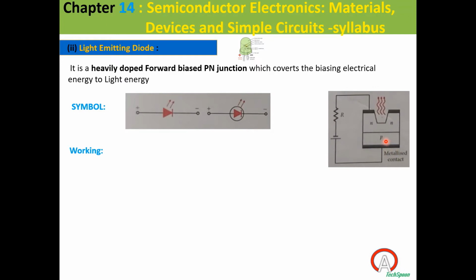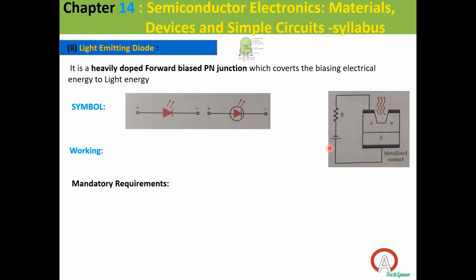And how will it work? I told you it is a PN junction diode, right? So this is a PN junction, P and N. At the top portion we have a conducting material, through which we are connected to a battery. You can see that, right? Is it forward biased or reverse biased? Forward biased, right?